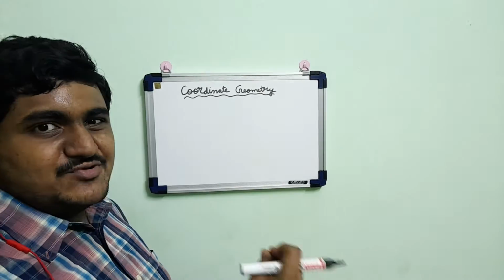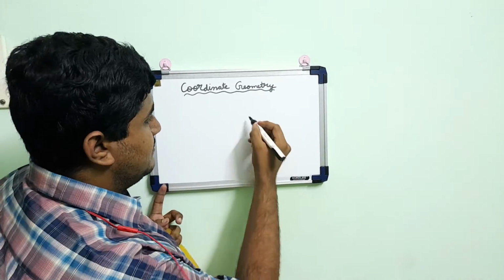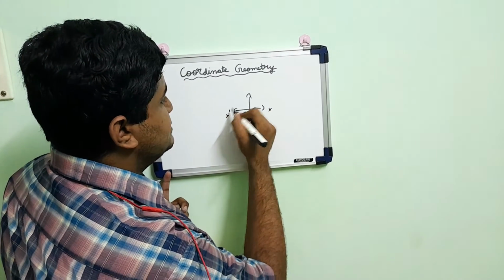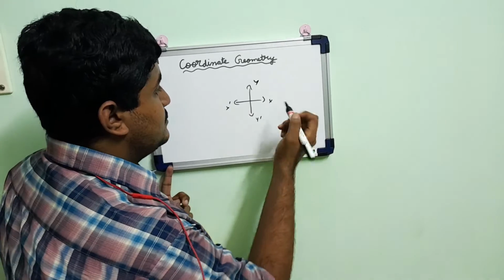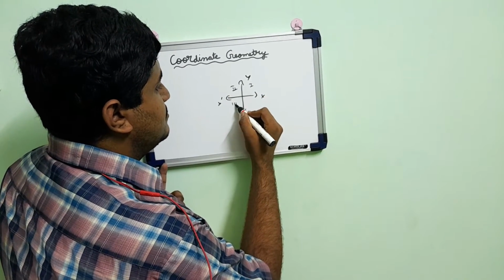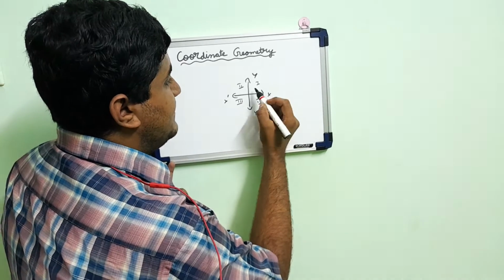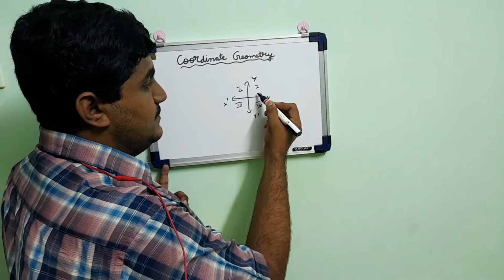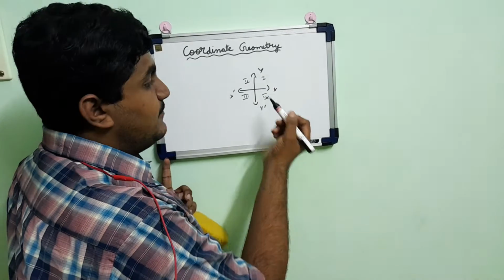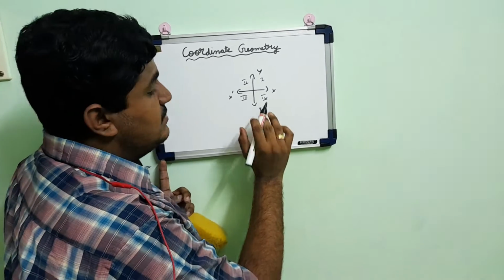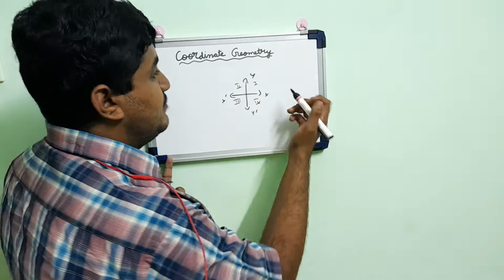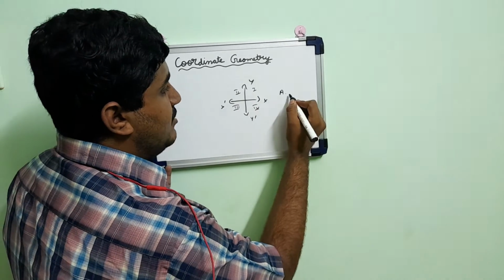But before going to the distance formula, we have to see another important thing. Let's first mark all the axes, and now we see this is the first quadrant, second quadrant, third quadrant and the fourth quadrant. In the first quadrant both x and y are positive. In the second quadrant x is negative and y is positive. In the third quadrant both are negative, and in the fourth quadrant x is positive and y is negative. This is very important for us to know.